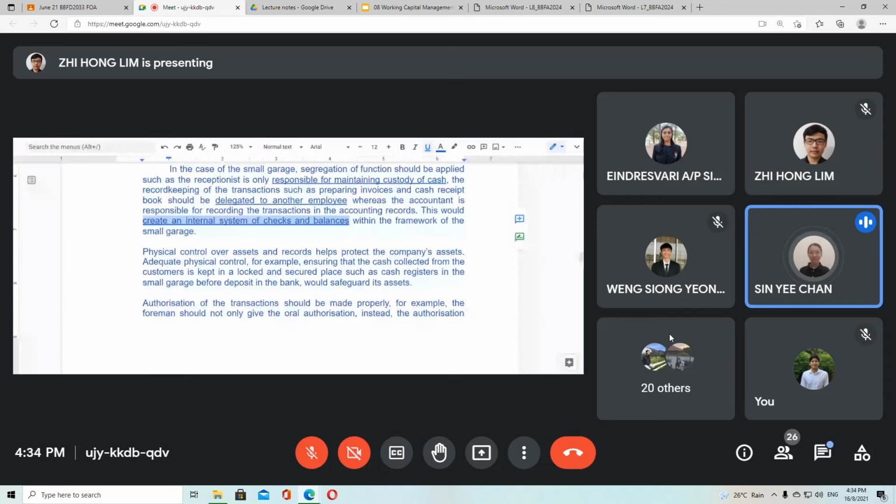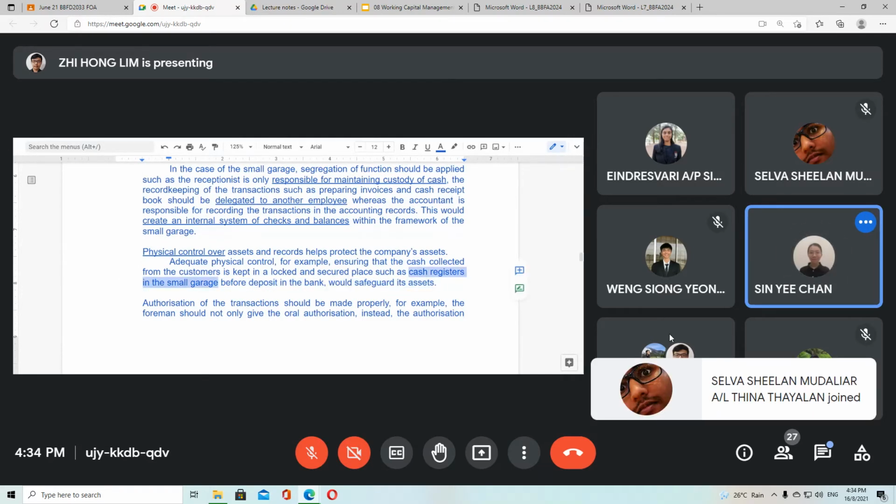The second one is physical control over assets and records to help protect the company assets. Adequate physical control, for example, ensures that the cash collected from the customer is kept in a locked and secure place, such as a cash register in the small garage, before deposit in the bank to safeguard the cash.